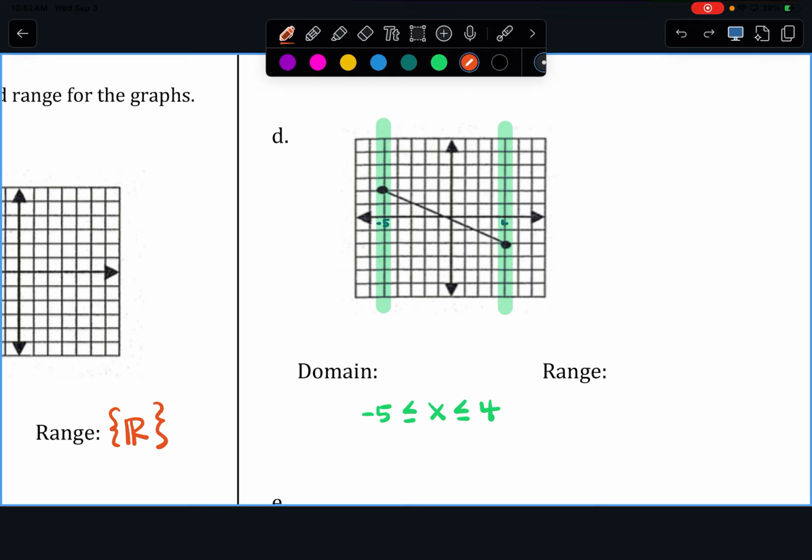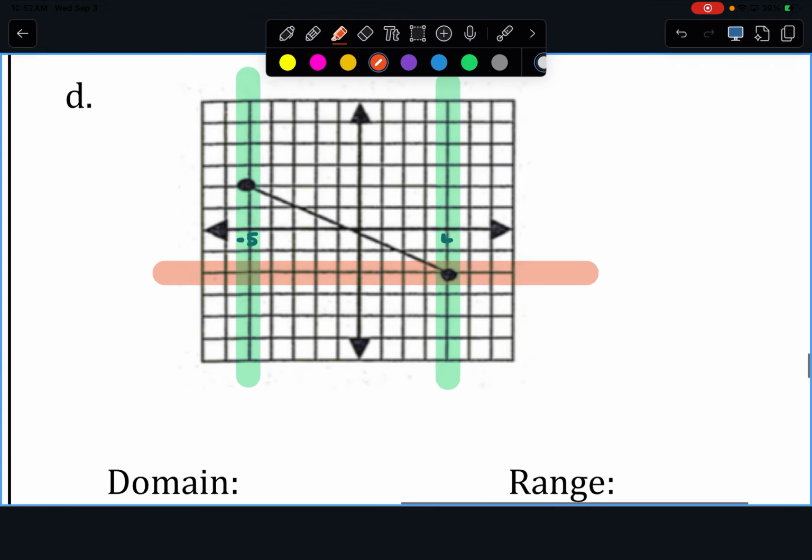Okay, now the range is your low to high, right? Is this graph allowed to go forever down? No, because there's a wall right here stopping him from going forever down. And what is that y value? Negative 2. All right, then he's trying to go forever up, but he can't because he's being stopped right here. And that is a y value of positive 2.